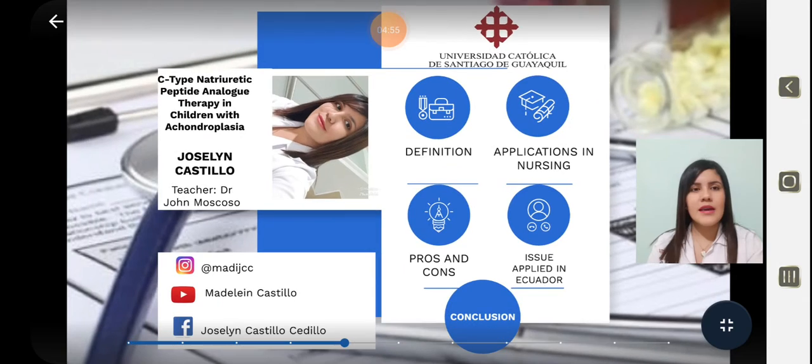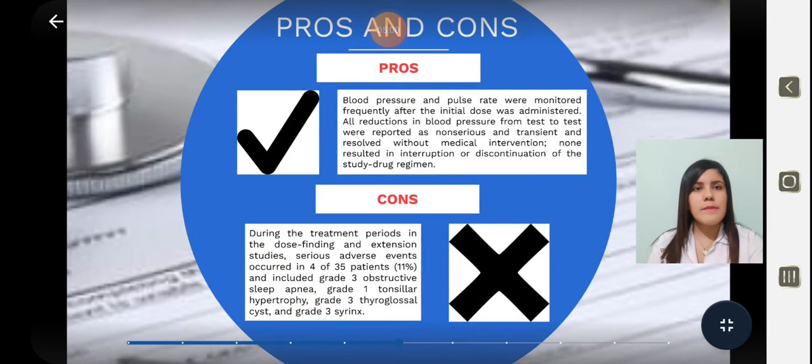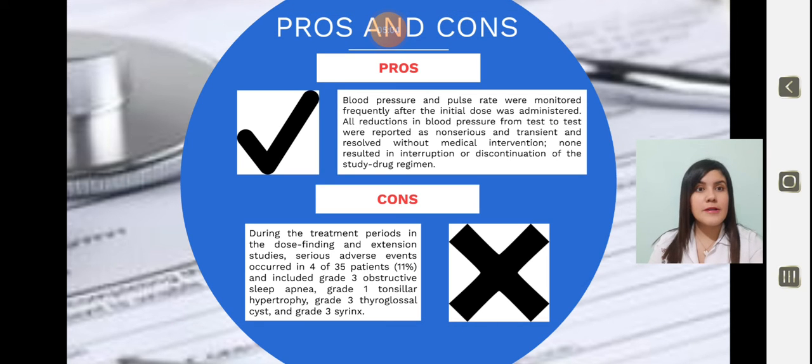Next, pros and cons. Pros. Blood pressure and pulse rate were monitored frequently after the initial dose was administered. All reductions in blood pressure from test to test were reported as non-serious and transient and resolved without medical intervention. No result in interruption or discontinuation of the study drug regimen.